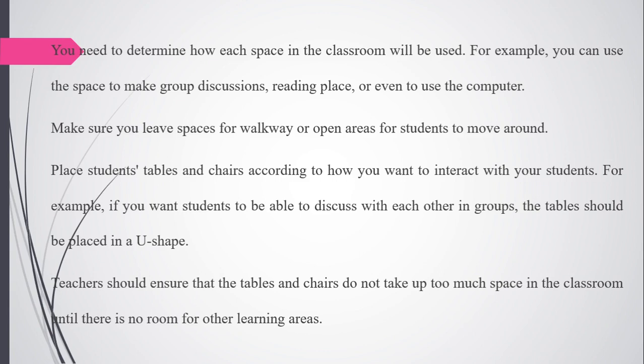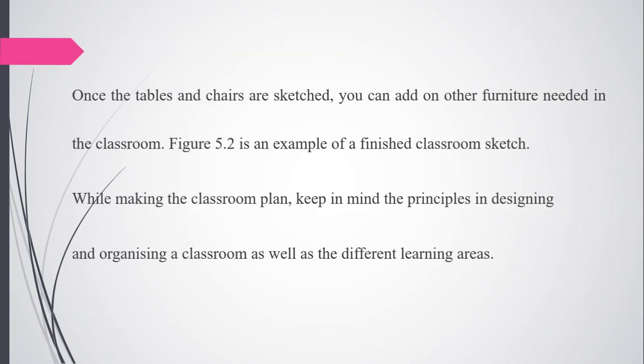Place students' tables and chairs according to how you want to interact with your students. If you want students to be able to discuss with each other in groups, the tables should be placed in a U shape. Teachers should ensure that the tables and chairs do not take up too much space in the classroom, until there is no room for other learning areas. Once the tables and chairs are sketched, you can add other furniture needed in the classroom, and you can see Figure 5, a finished classroom sketch.